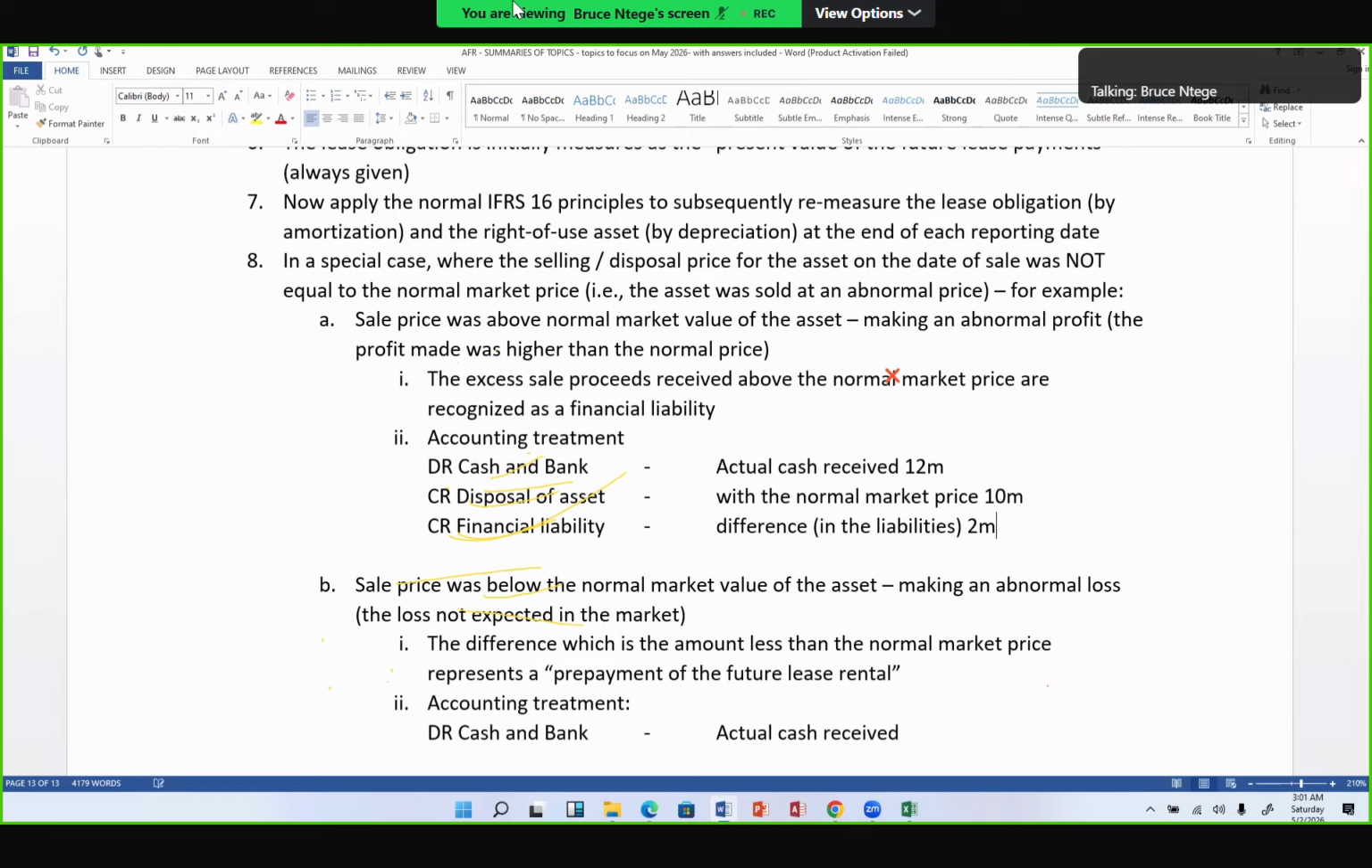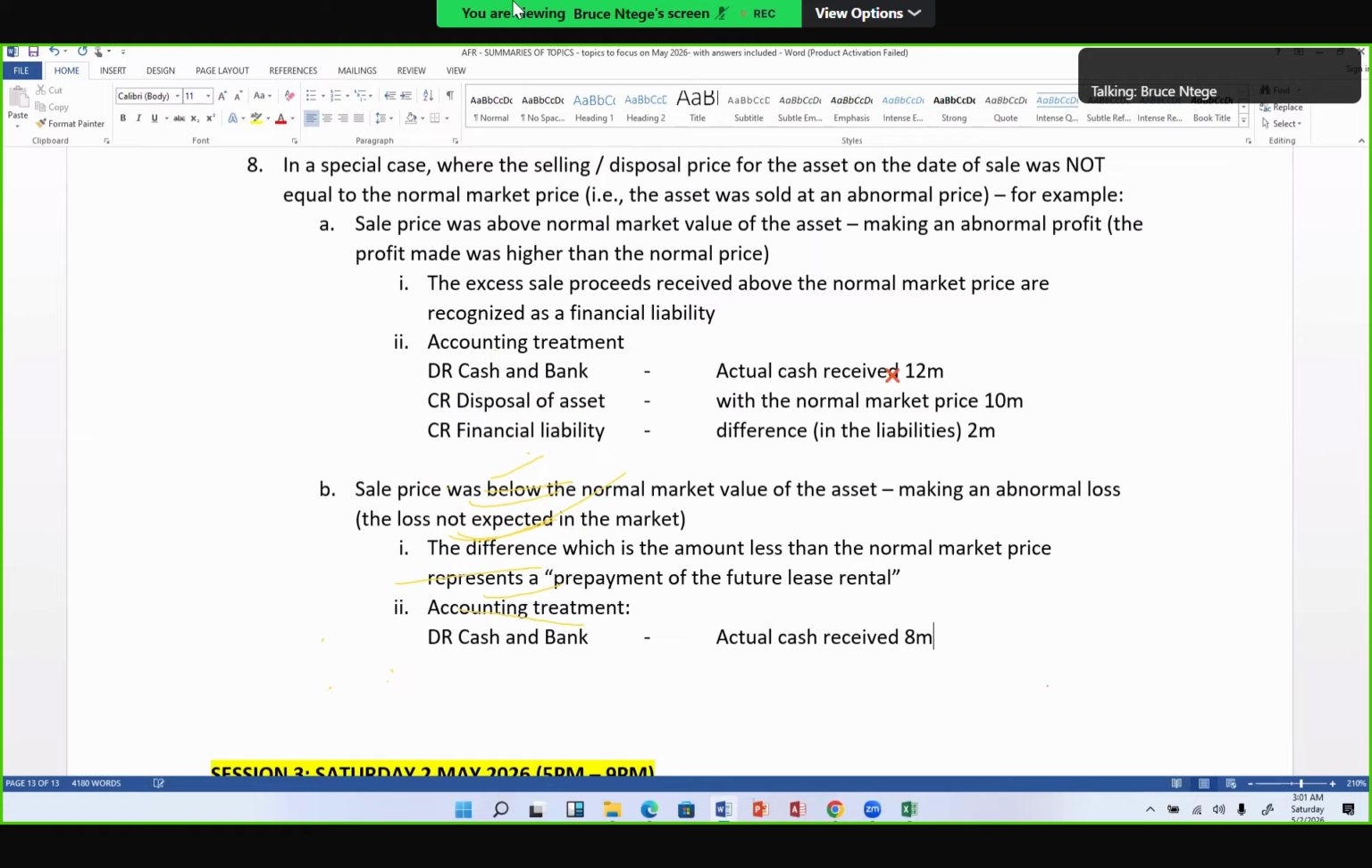How about in the second case? In the second case, I've received 8 million instead of 10 million. The normal market price of the asset would have been 10 million, but the real cash at bank is 8 million. So I'll go and credit the disposal of the asset account with the normal market price.